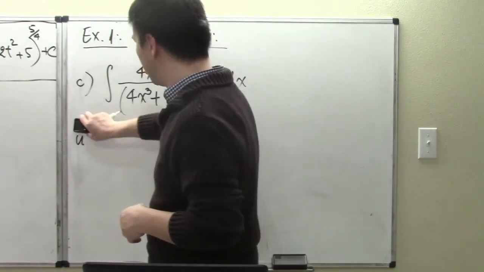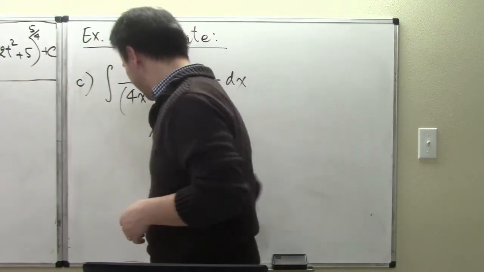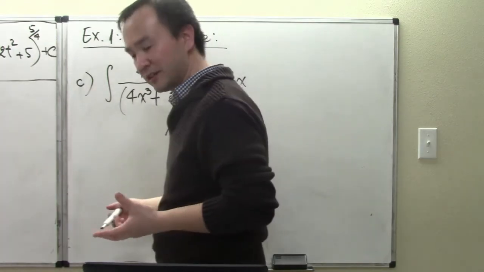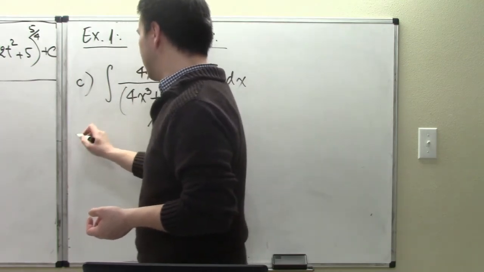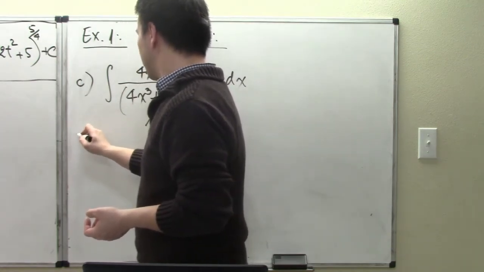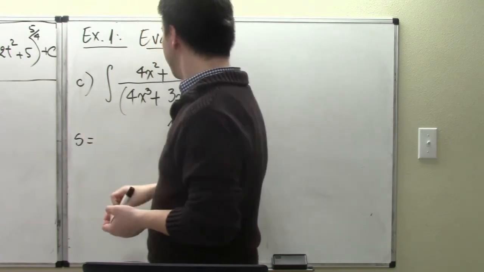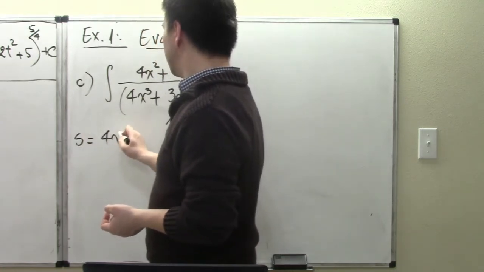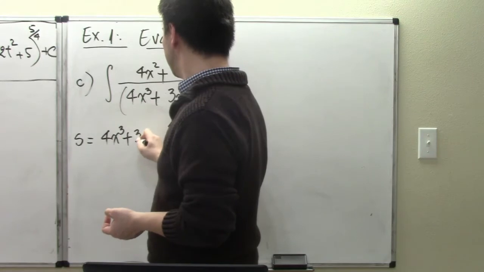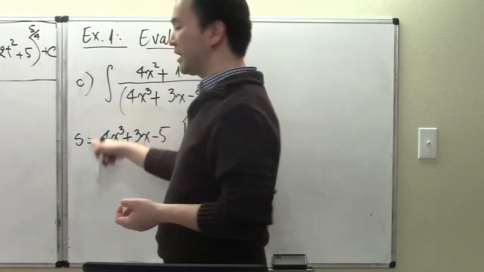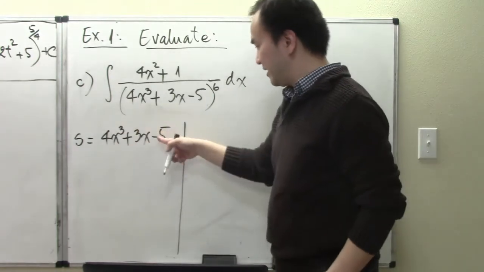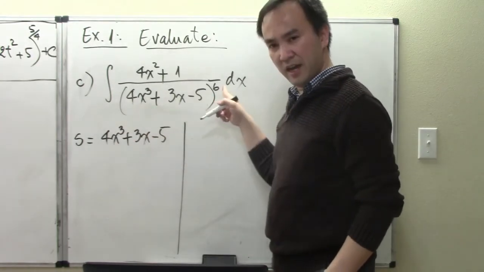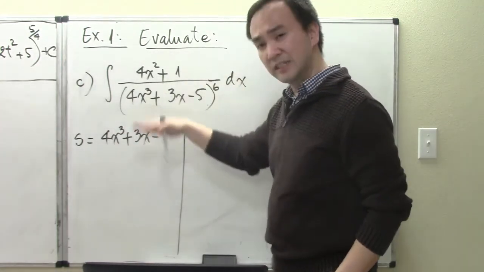How about I'm going to use a different letter here, for my viewers to be flexible with the naming of a variable. It's just anything other than x. So how about an s right here? Okay, so s equals 4x cubed plus 3x minus 5. So my selection for the substitution is this. And again, it's inside a high power, even though this power is in the denominator.